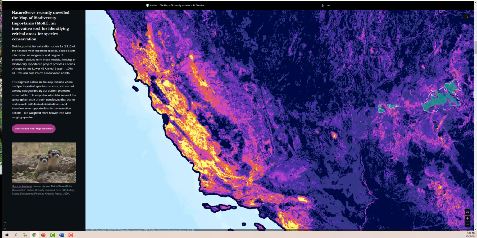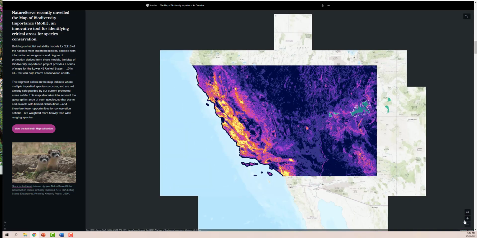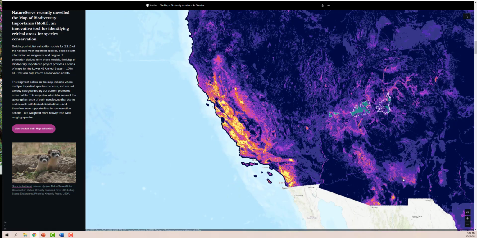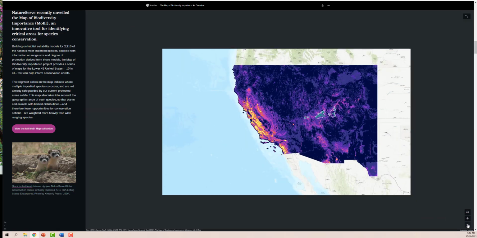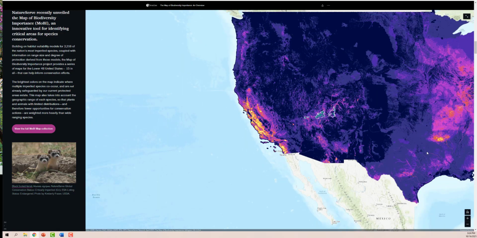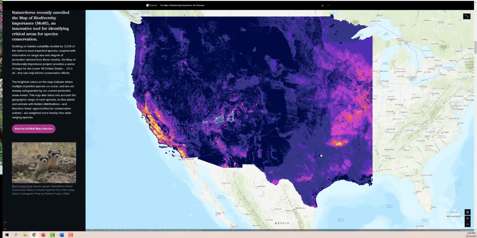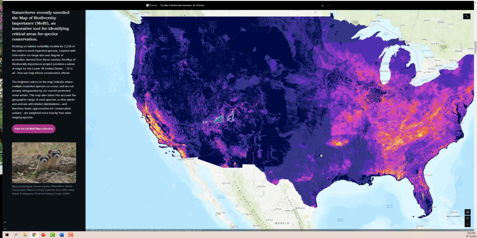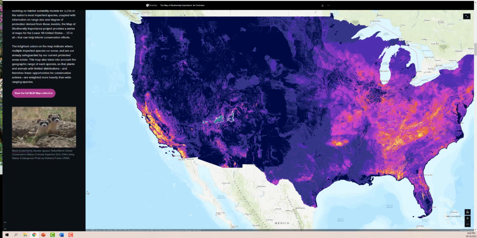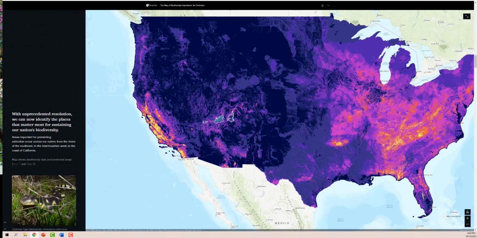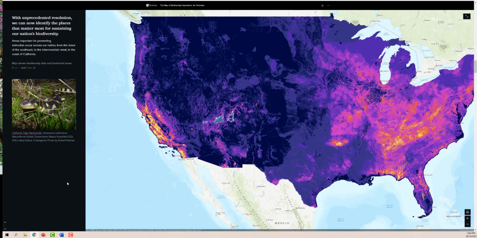So this really helps managers decide where should we focus our efforts, where should we be looking at first. And it's nice to think of idealistic ways to conserve land, but realistically, we need to make hard decisions, and we need to focus our efforts. And by creating models like this, we can see where our efforts are best served. So with unprecedented resolution, we can now identify the places that matter most for sustaining our nation's biodiversity.